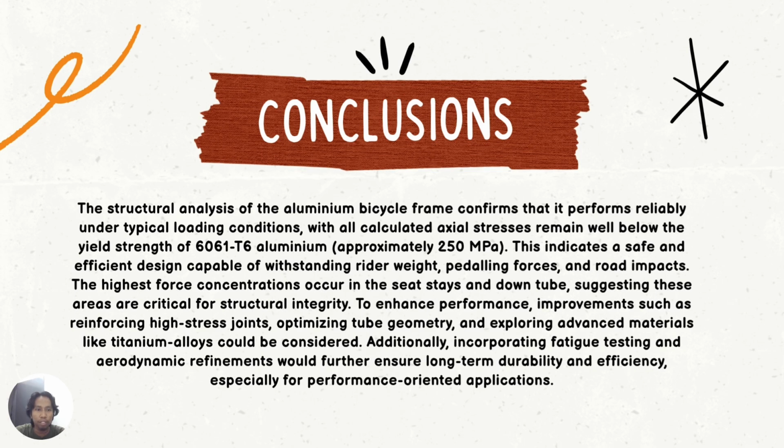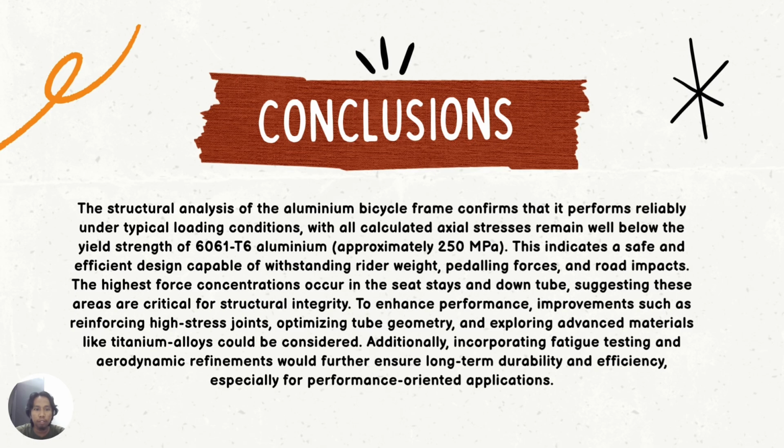Today I will explain about our conclusion. Our conclusion is that the structural analysis of the aluminium bicycle frame confirms that it performs reliably under typical loading conditions, with all calculated axial stresses remaining well below the yield strength of 6061-T6 aluminium, approximately 250 megapascal. This indicates a safe and efficient design capable of withstanding rider weight, pedaling forces, and road impacts.